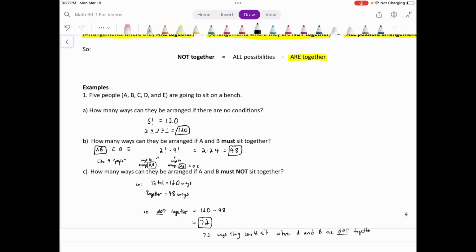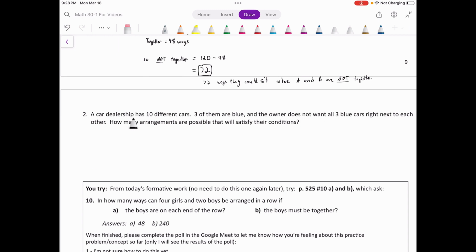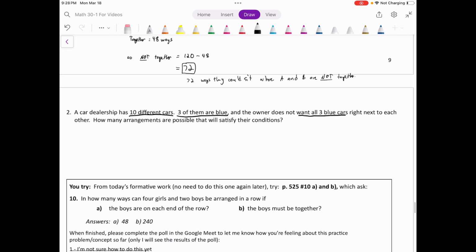And there we go. All right, let's try another one where they must not be together. So a car dealership has 10 different cars. 3 of them are blue, and the owner does not want all 3 blue cars right next to each other. How many arrangements are possible that will satisfy their conditions?